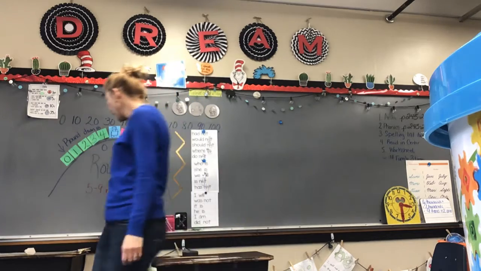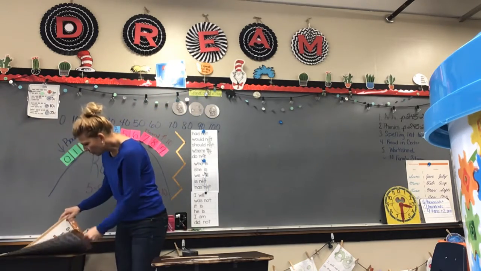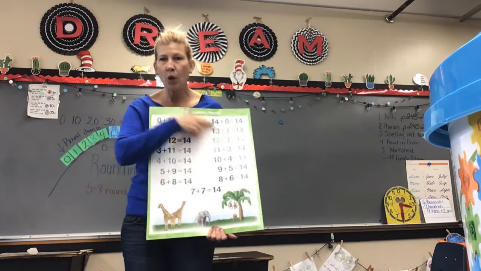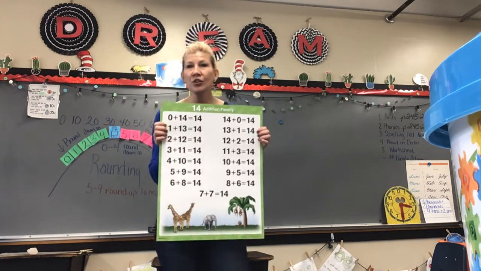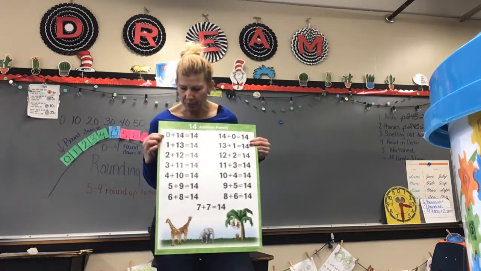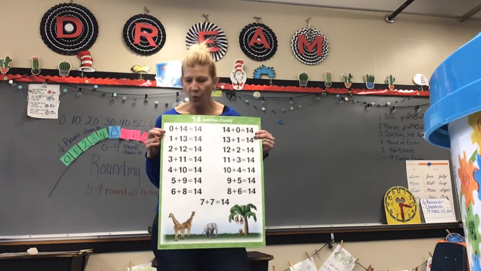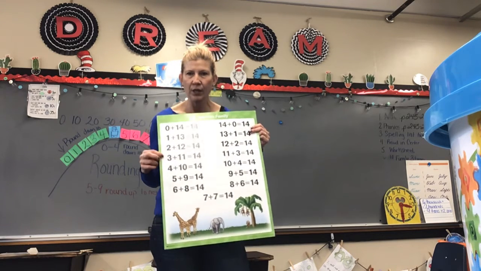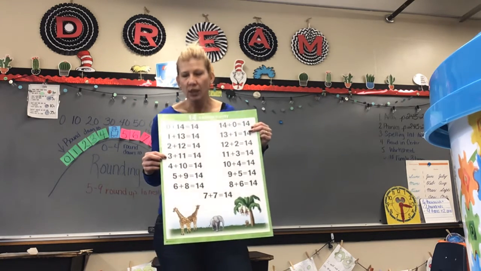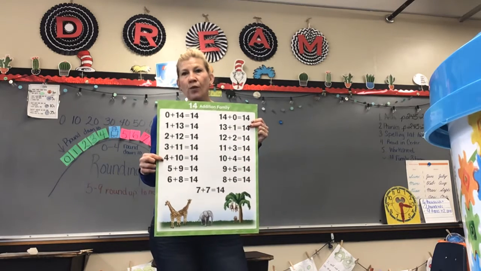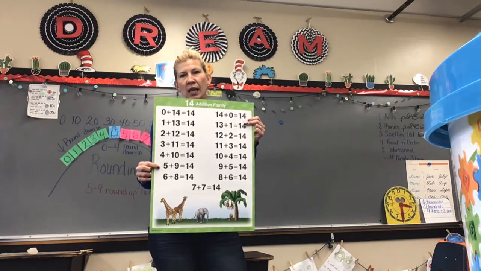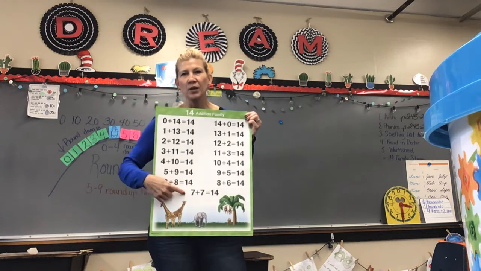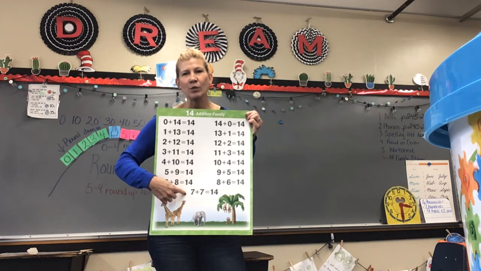Good job. All right, let's go ahead and we're going to look at our addition family, our 14 families. So you should be knowing all these without having to look at the chart, but go ahead and we'll get started. 0 plus 14 equals 14. 1 plus 13 equals 14. 2 plus 12 equals 14. 3 plus 11 equals 14. 4 plus 10 equals 14. 5 plus 9 equals 14. 6 plus 8 equals 14. 7 plus 7 equals 14.